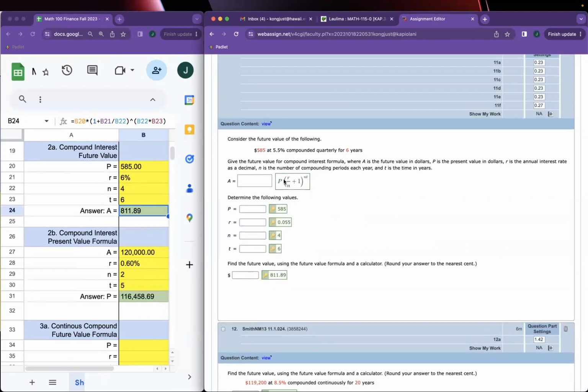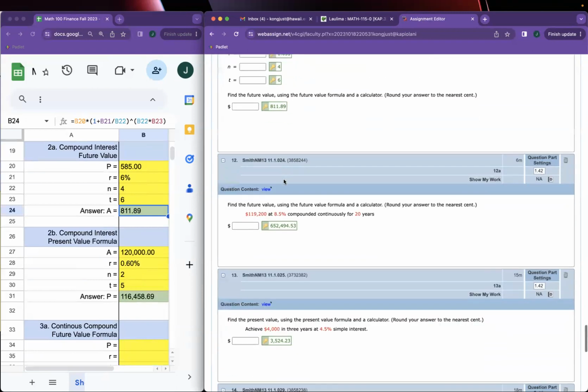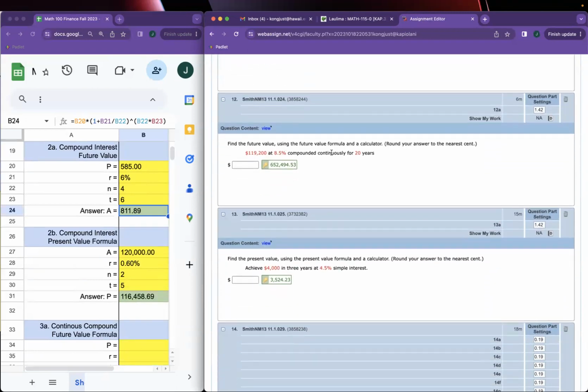And if you forgot, just check your formula sheet. Okay, number 12. Find the future value using the future value formula and a calculator.